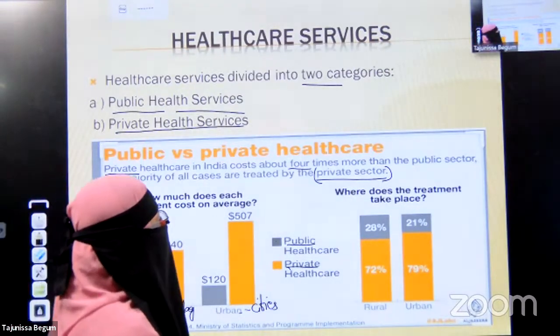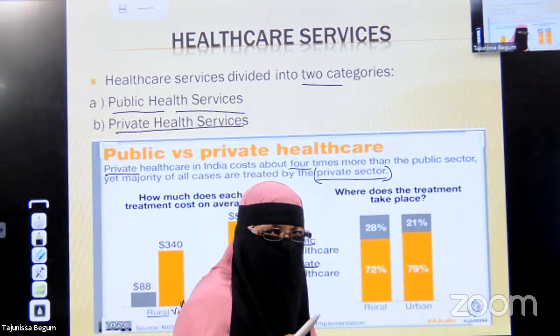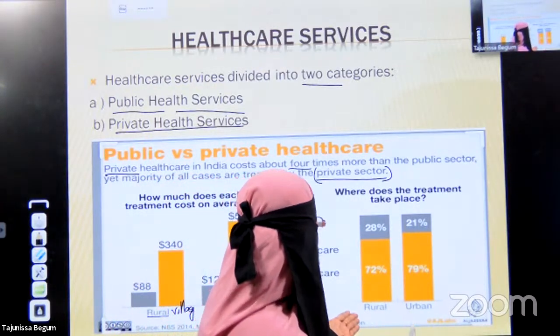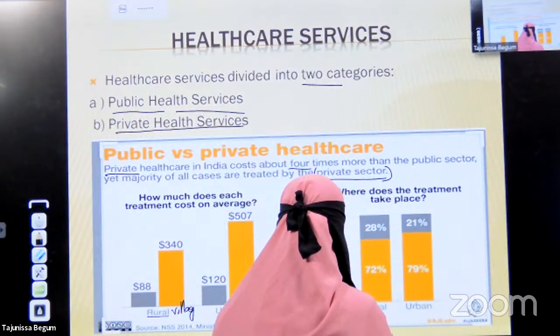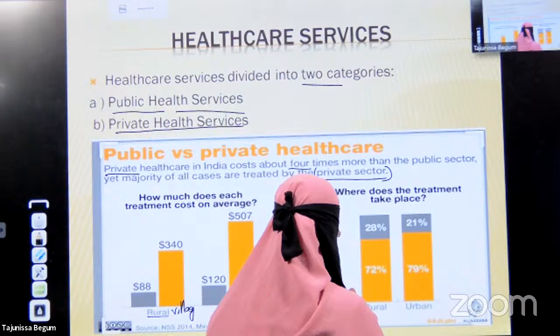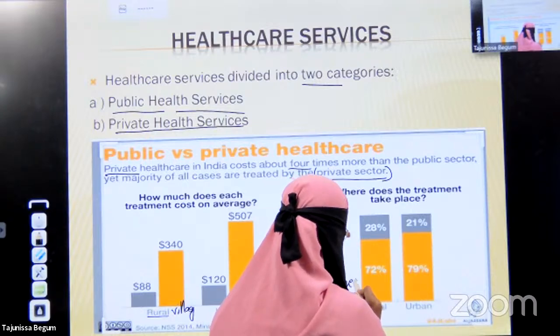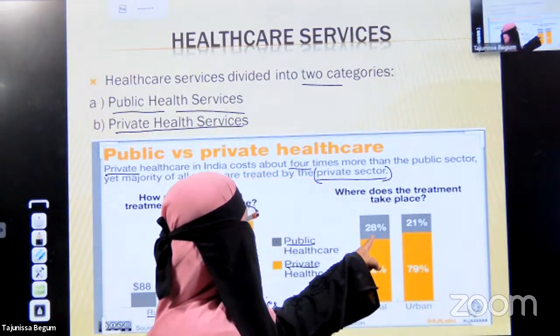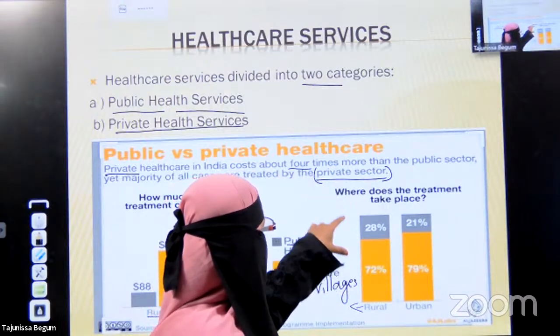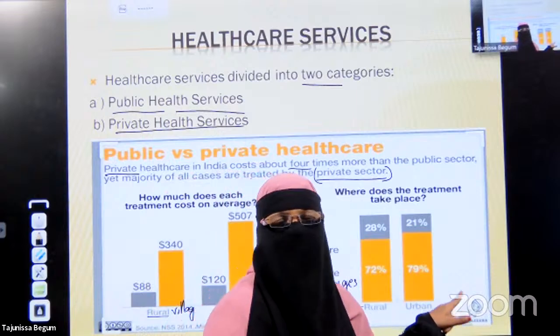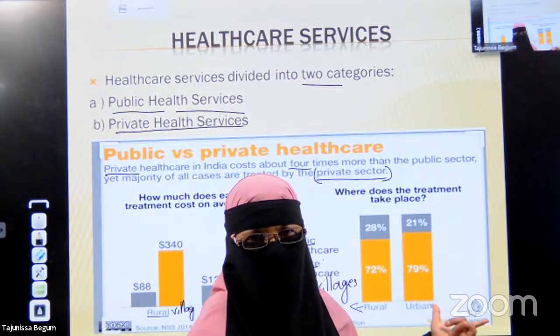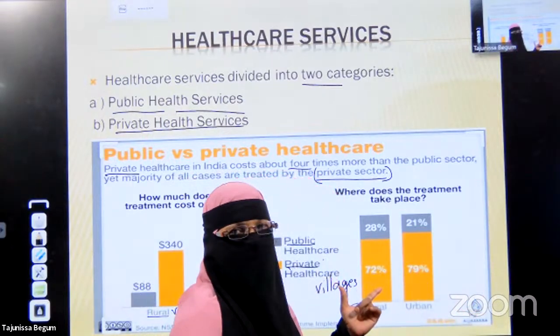Then, where does the treatment take place? Where is the treatment happening? Now you see again, in rural areas, that is villages, 28% in the public sector and 72% in the private sector. That means in which sector are people going for treatment? They are going to the private sector.